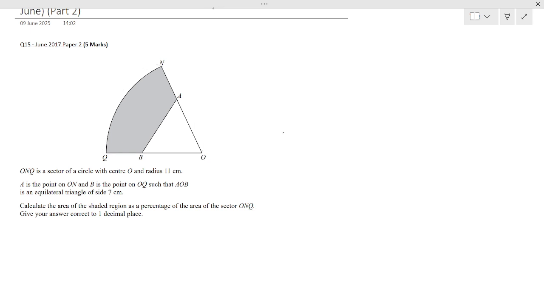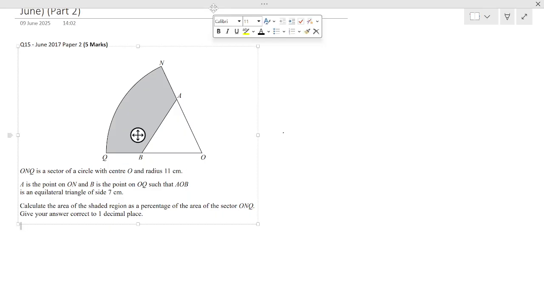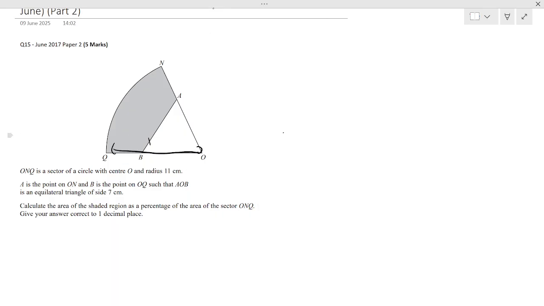And it's a sector of a circle with radius 11. So immediately I can label that, it's pretty rough, so I'm going to do it up here. 11, and that'll be 11, too. Cool. A is a point on OP here, and B is the point on OQ, such that AOB is an equilateral triangle, which is going to be here, right? With side length of 7.